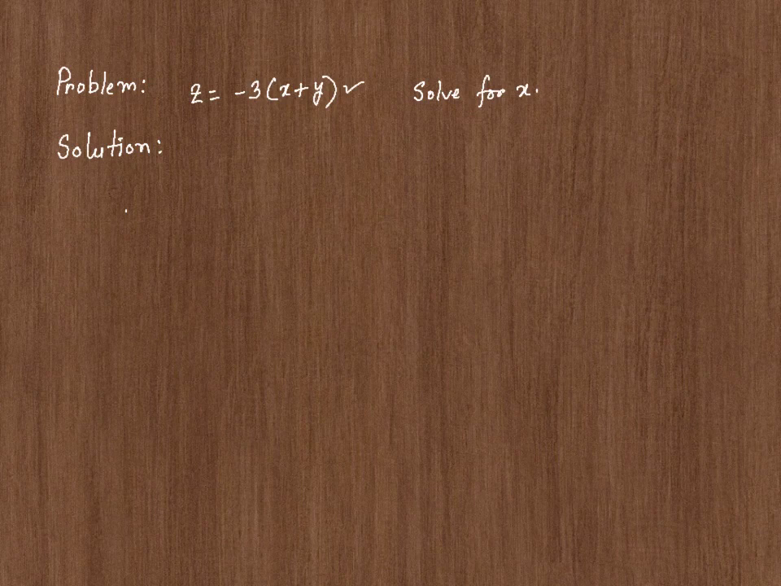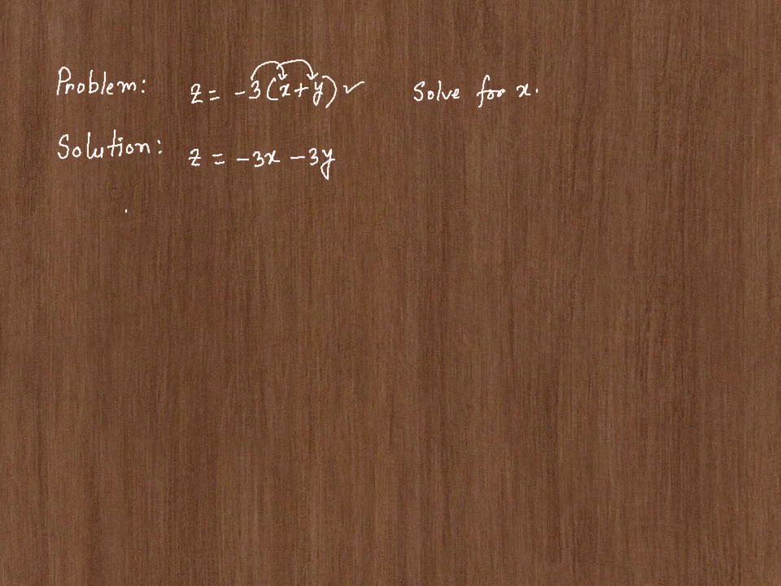Now, we are going to use the distributive property to simplify it. So, let's go ahead and write it out. z is equal to negative 3 times x, which is negative 3x, then negative 3 times y is negative 3y. Now, since we are going to solve for x, I'm going to move all the terms involving x to one side and everything else to the other side.